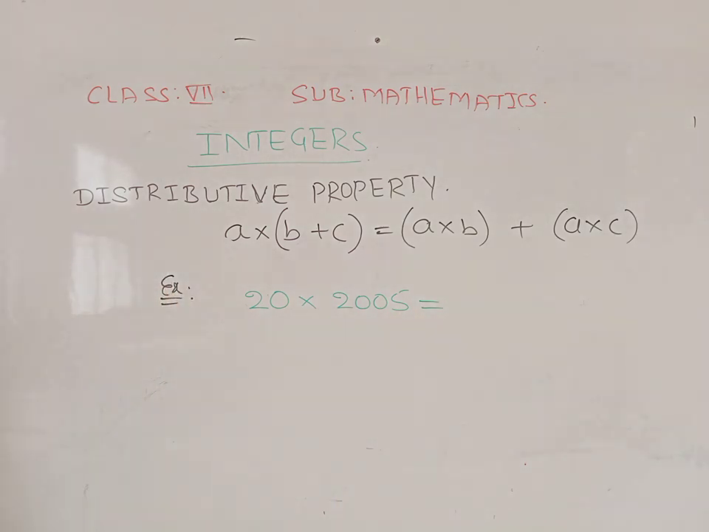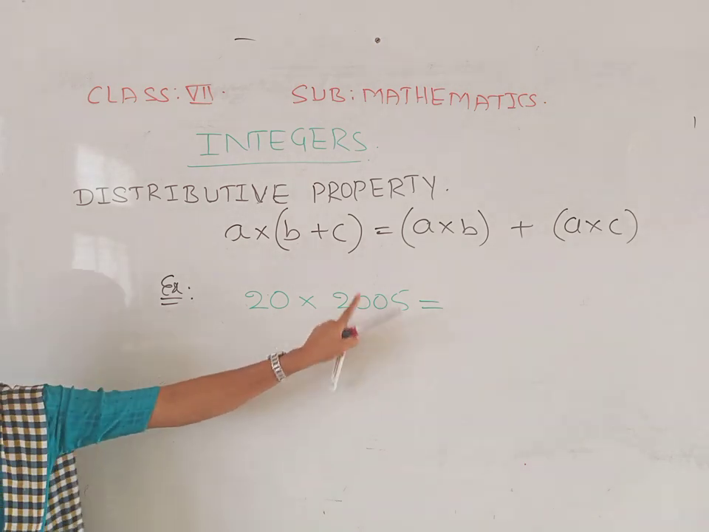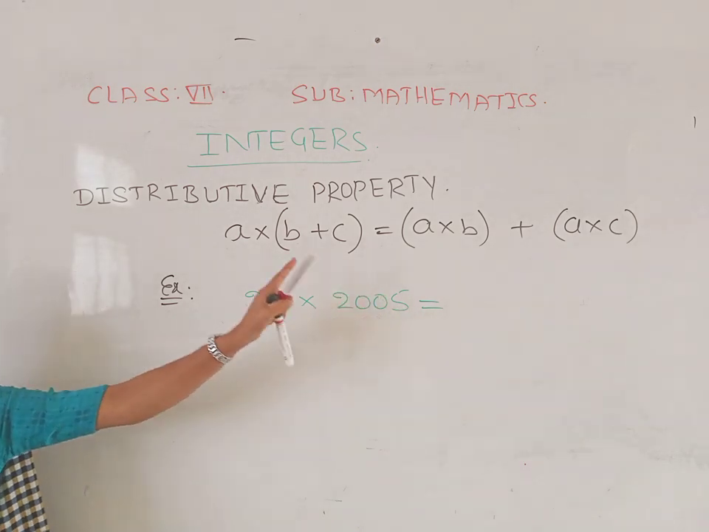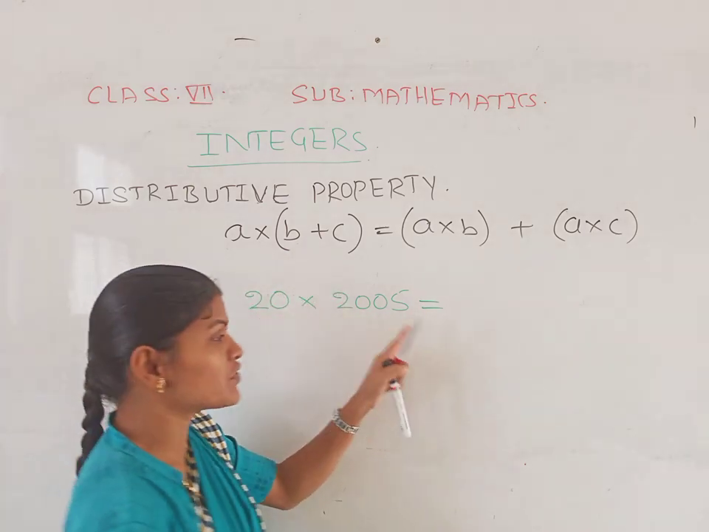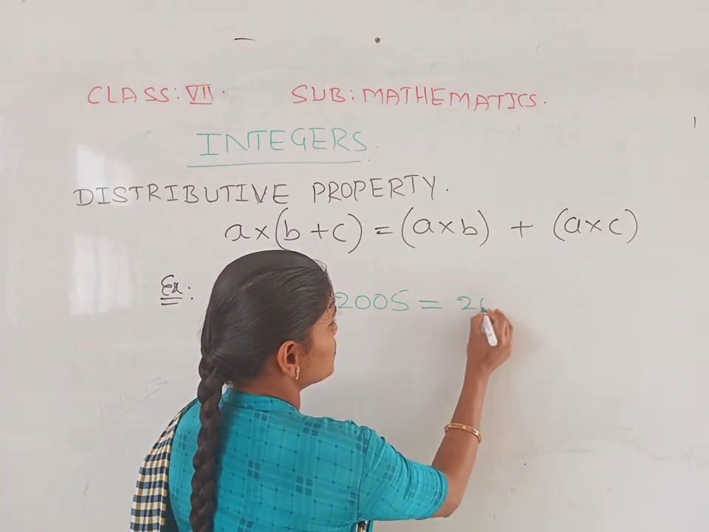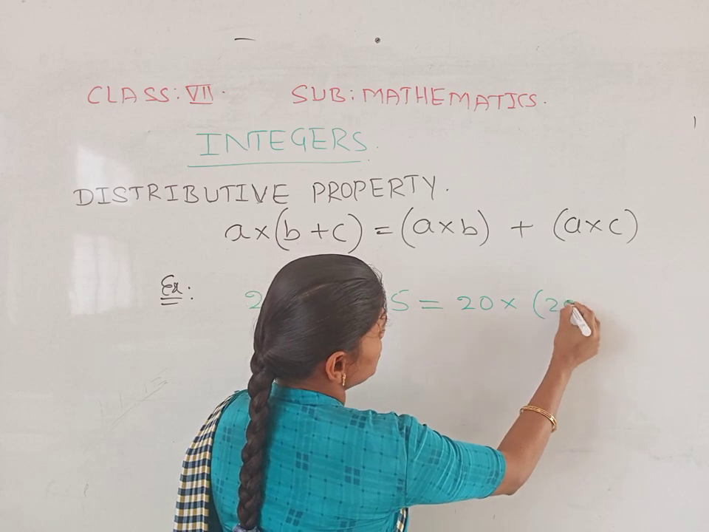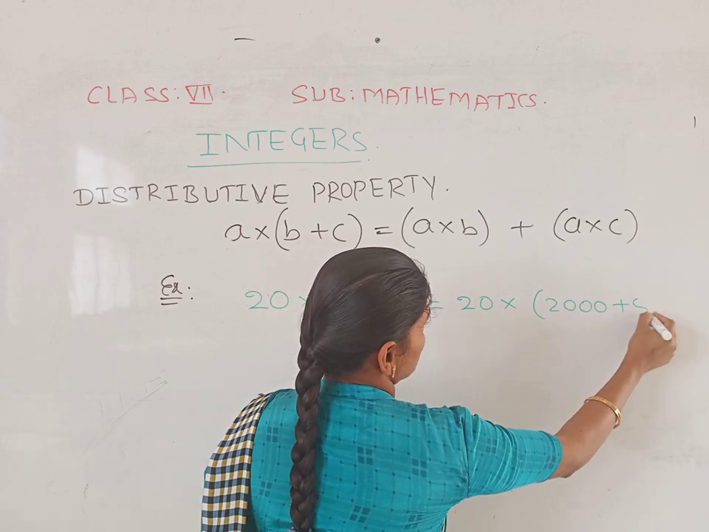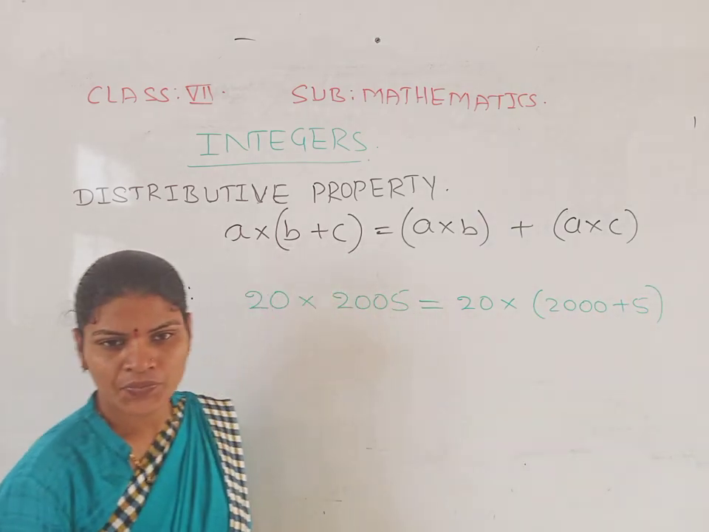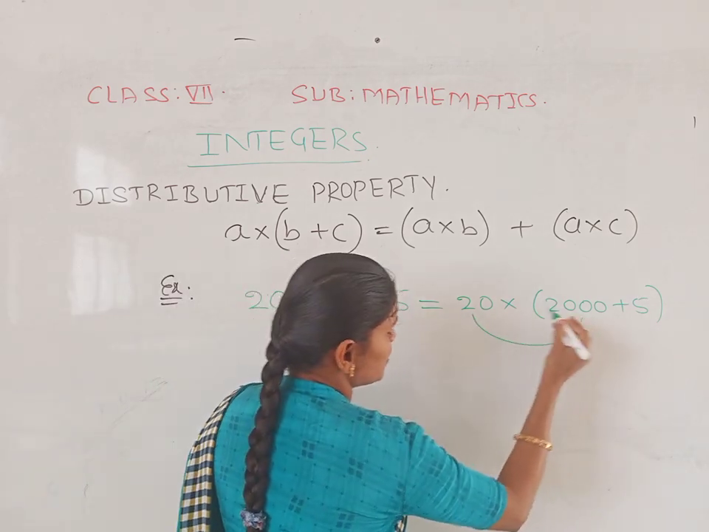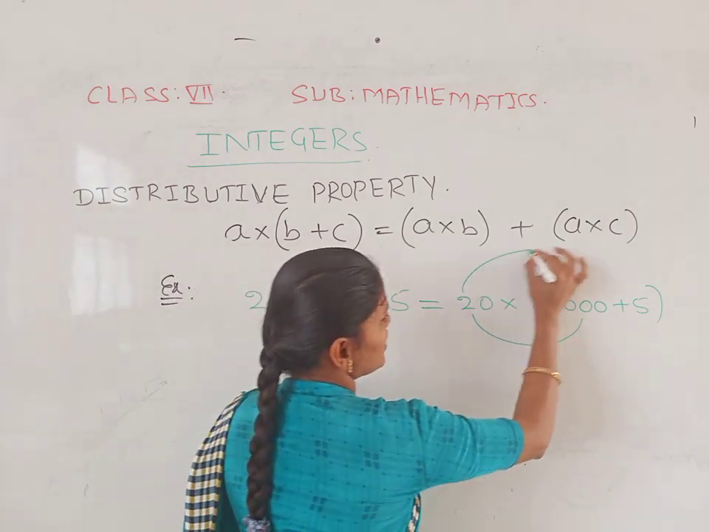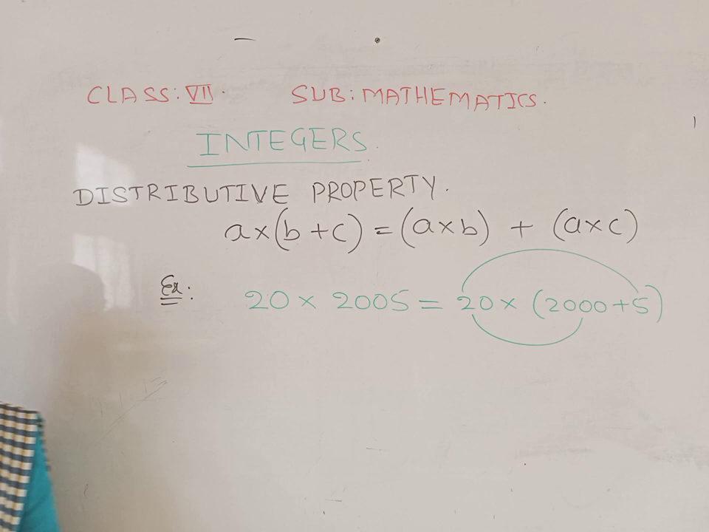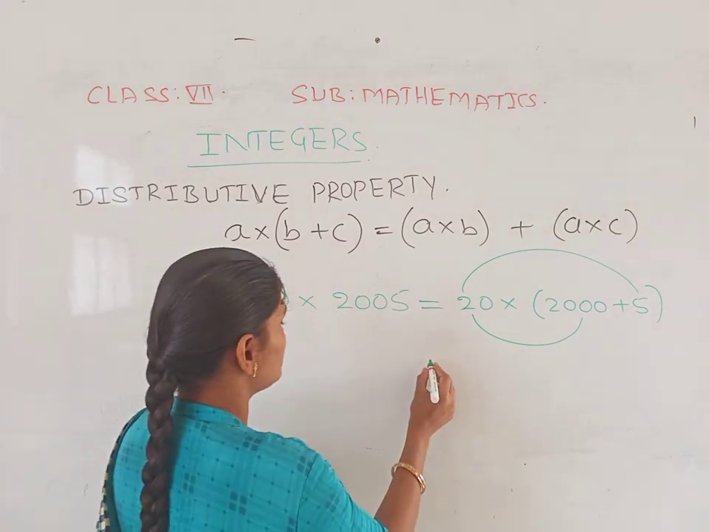First you have to split that. In the bracket, what can you write? 2000 plus 5. You have to split that 2005 as 2000 plus 5. So 20 into (2000 plus 5). Now 20 into 2000 plus 20 into 5. Find the product and add these two. You will get the answer. Do it fast.